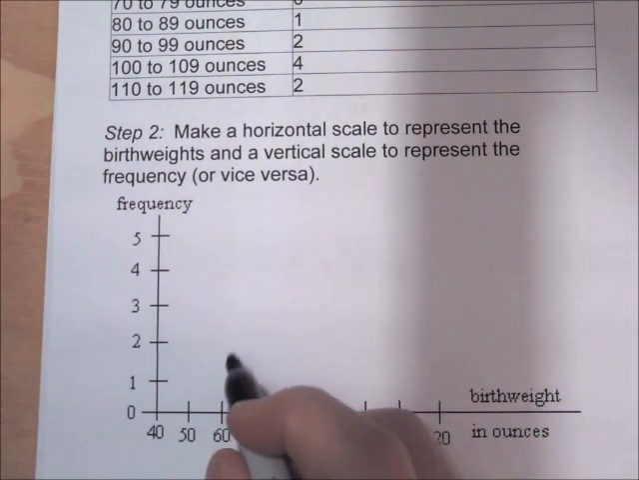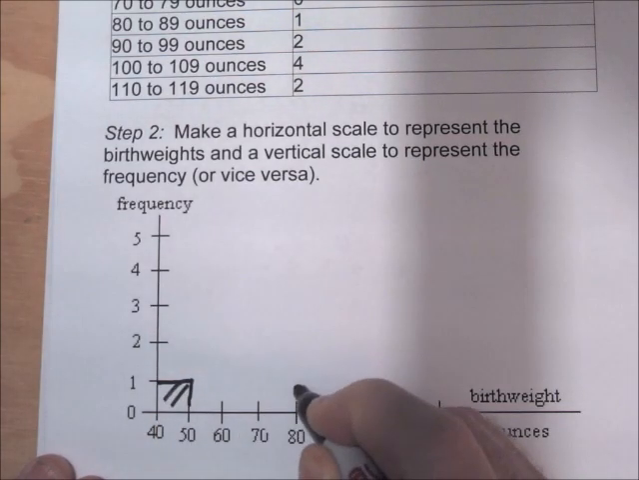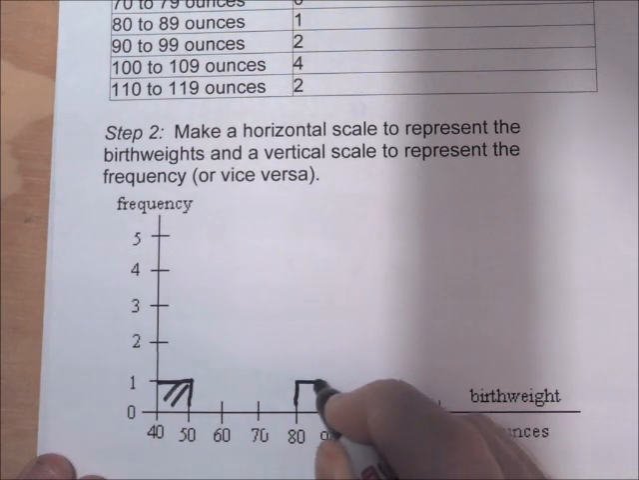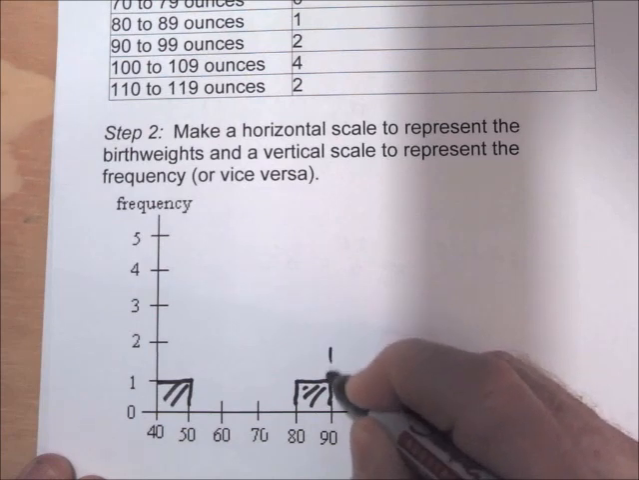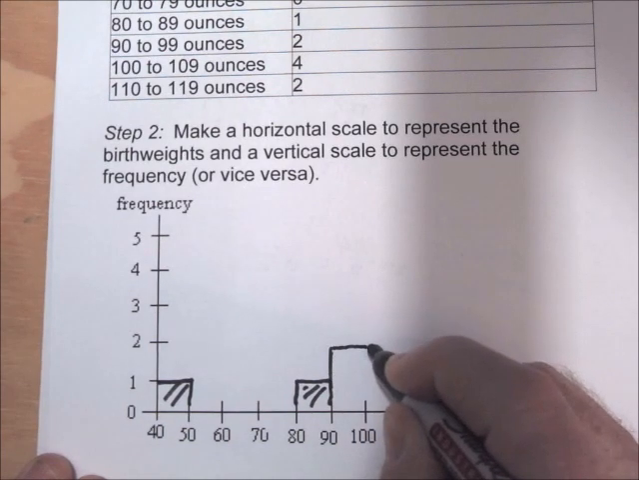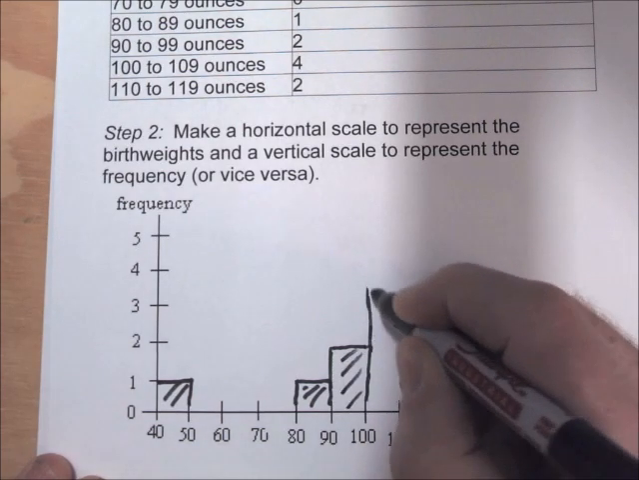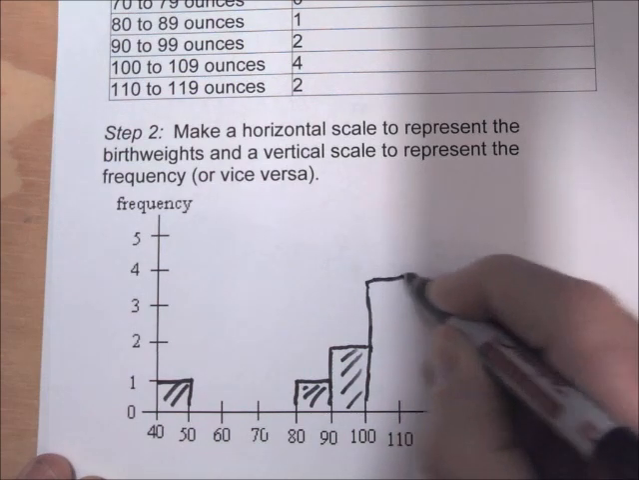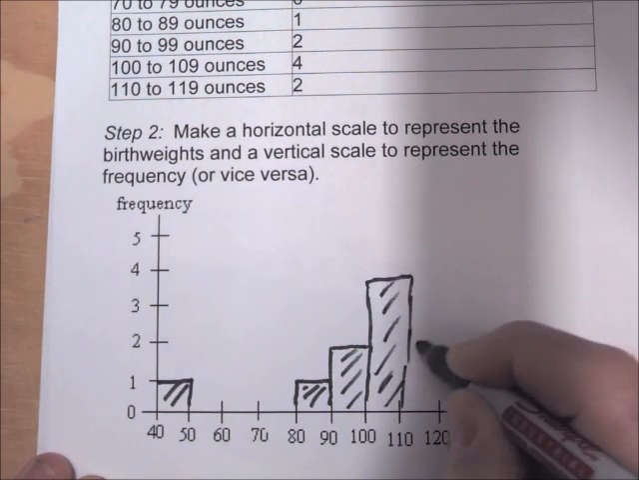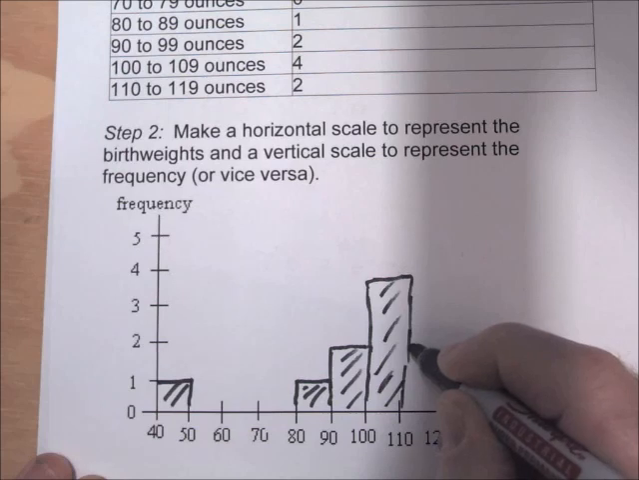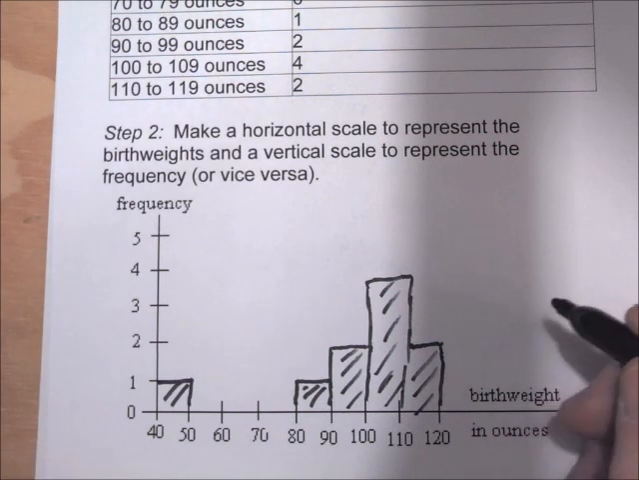Okay, so there's one baby in the 40s, so the bar goes up to 1. Nobody in the 50s, 60s, 70s. There's one baby in the 80s, the bar goes up to 1. There were two babies in the 90s, the 96 and the 98 ounce baby. The bar goes up to 2. 4 babies between 100 and 109, the bar goes up to 4. Two babies, 110 to 119. And that's it. That's our bar graph.